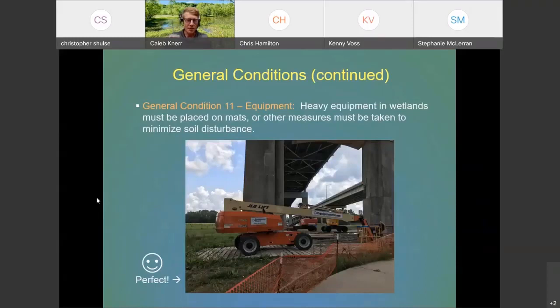General Condition 11 just talks about equipment movement. Heavy equipment must be placed on mats or other measures be taken to minimize soil disturbance. Here's a picture of a lift operating on a timber mat in a wetland area. This project required 404 permitting and was a bridge rehab. Essentially they are displacing the weight of that equipment on that mat, so it's not compacting the soil, limiting vegetation growth in that wetland.